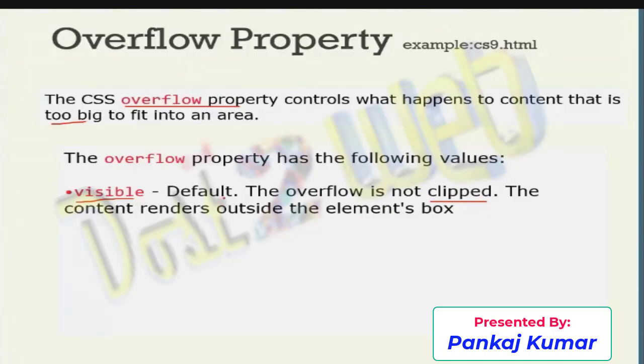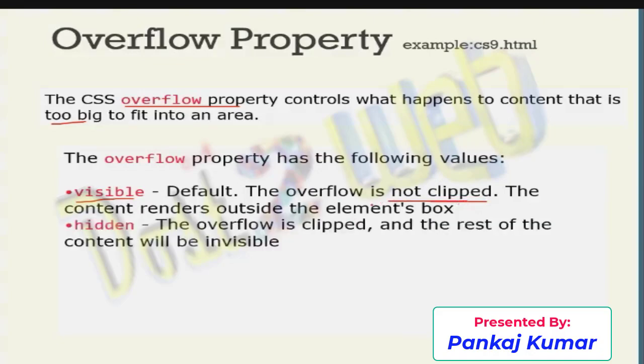That means it will be visible to you. It will be rendered into the element. The content renders outside the element box. Okay, it will not be clipped. If you use the property as hidden, what happens? The overflow is clipped. That means when you click on that, it will display again. By default it will be hidden, and the rest of the content will be visible.